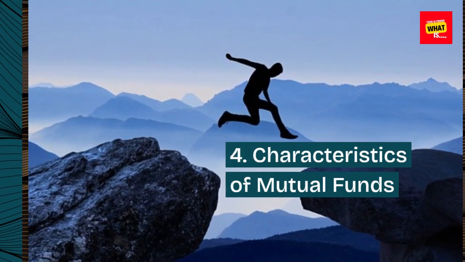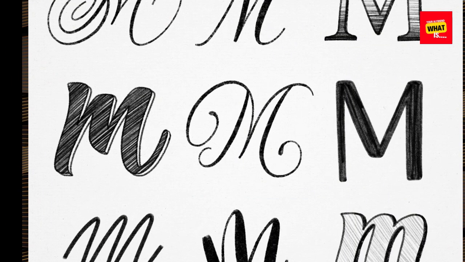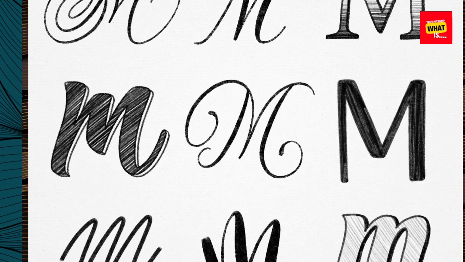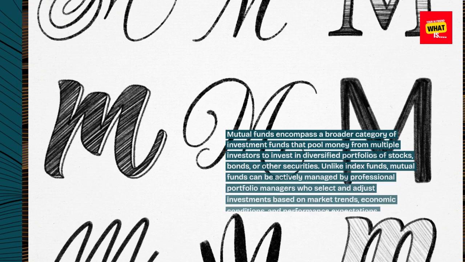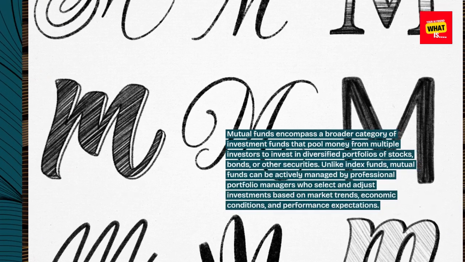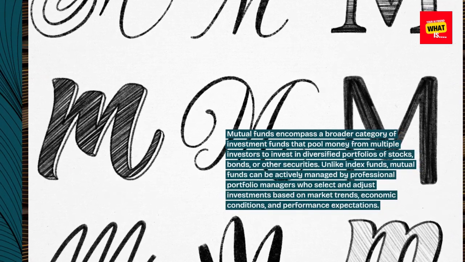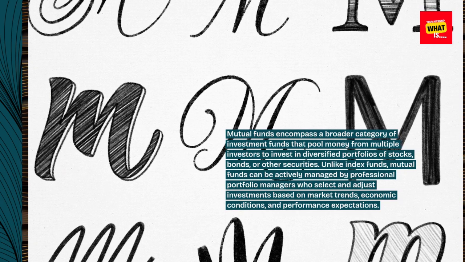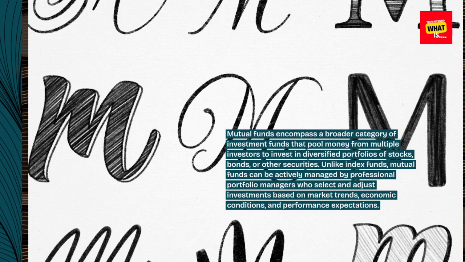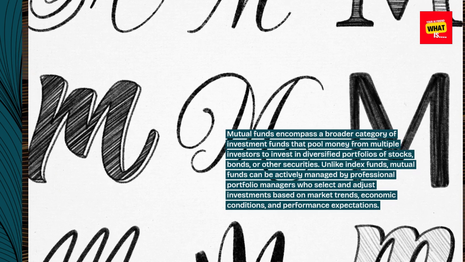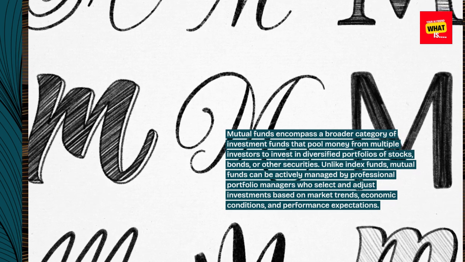4. Characteristics of mutual funds. Mutual funds encompass a broader category of investment funds that pool money from multiple investors to invest in diversified portfolios of stocks, bonds, or other securities. Unlike index funds, mutual funds can be actively managed by professional portfolio managers who select and adjust investments based on market trends, economic conditions, and performance expectations.